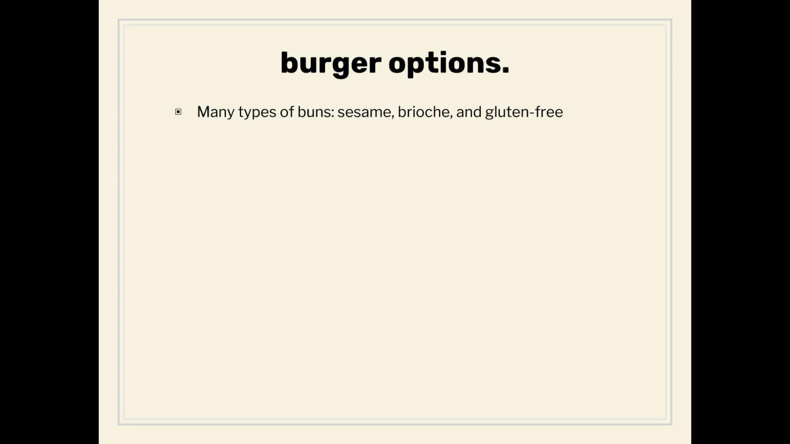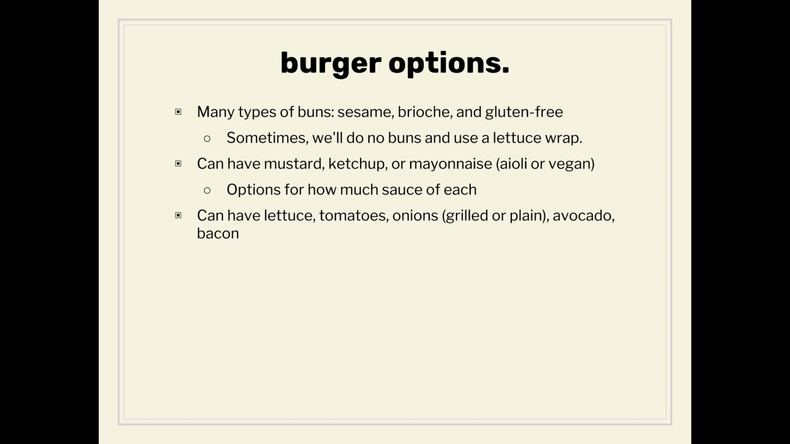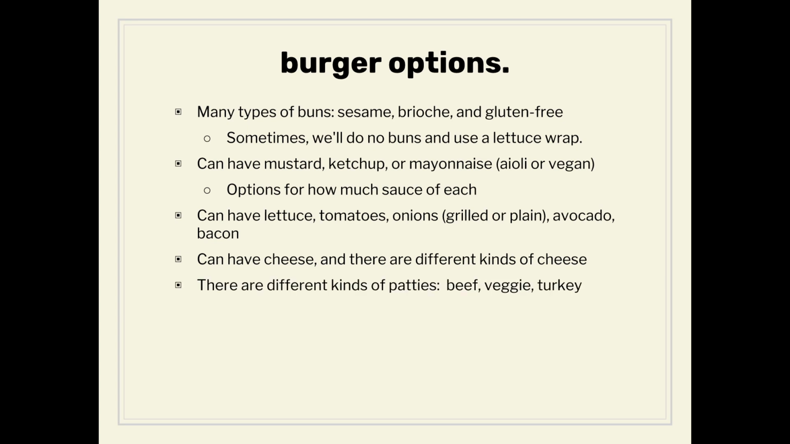So we're going to have many types of buns. We're going to have sesame, brioche, and gluten-free. And sometimes, for the carbless people, we'll do no buns and use a lettuce wrap. We can have mustard, ketchup, or mayonnaise, and they can be aioli or vegan. And we're going to have an option for how much sauce we want, like light sauce, less sauce. We're going to have lettuce, tomatoes, onions, which can be grilled or plain, avocado, and bacon. We can have cheese, and there's different kinds of cheeses. We got 3 different kinds of patties, beef, veggie, and turkey.